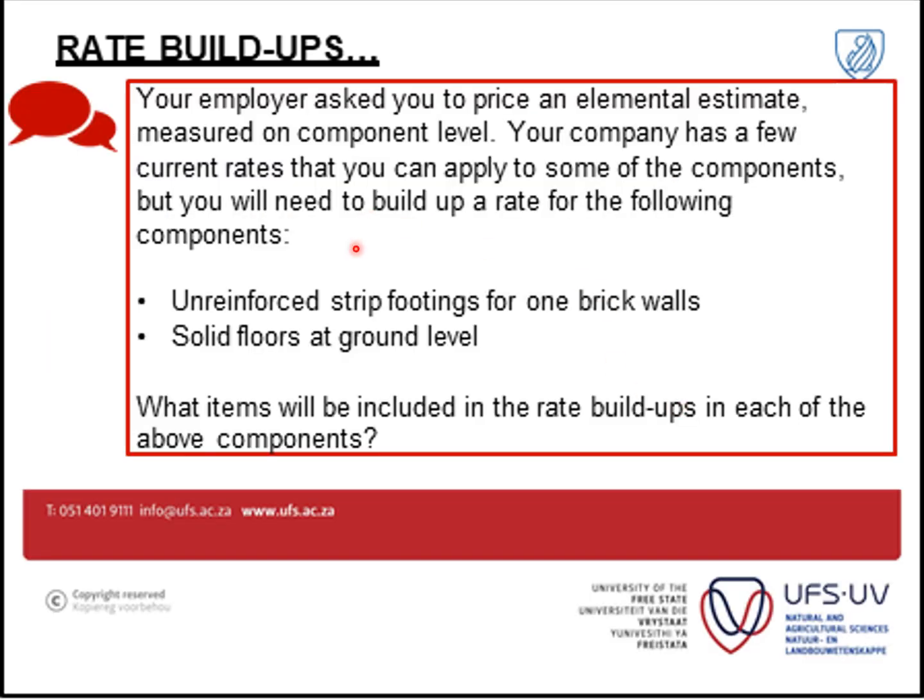So let's look at examples. Your employer asks you to price an element estimate measured on component level. Your company has a few current rates that you can apply to some of the components, but you will need to build up a rate for the following components: reinforced strip footings for 1 brick walls and your solid floors at ground level. The question asks what items will be included in the rate build-ups in each of the following components. That's where you refer back to your elemental guide.